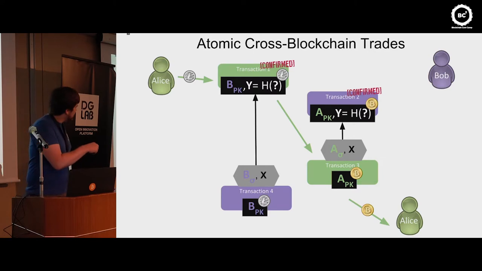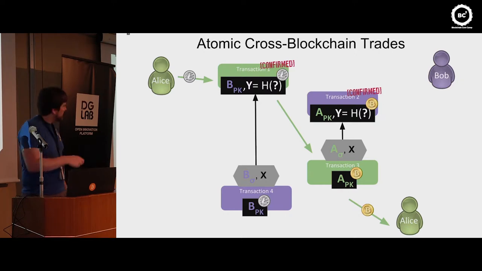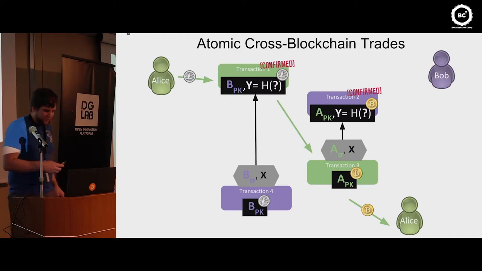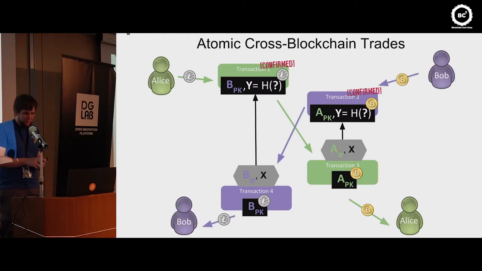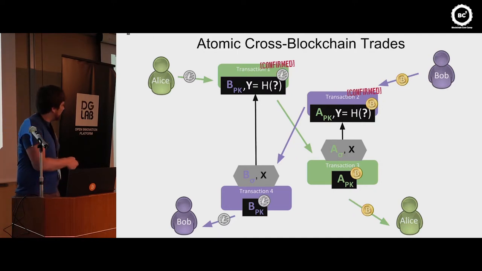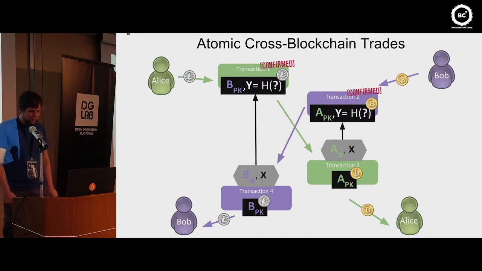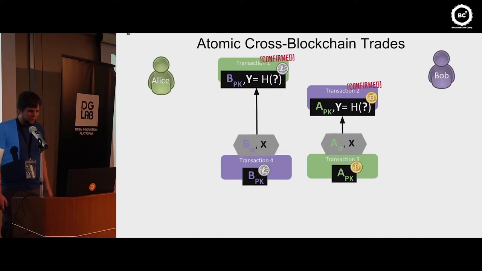And notice that this is a trade. Alice starts with a Litecoin and in the end receives a Bitcoin. And Bob starts with a Bitcoin and in the end receives a Litecoin.